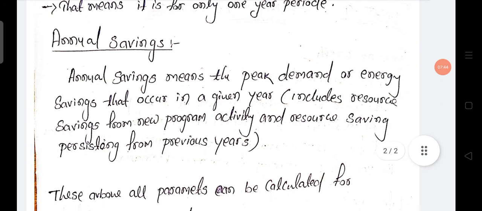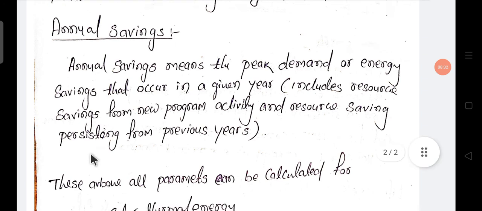Now, what is the annual saving? Annual saving means the peak demand or energy savings that occur in a given year, including resource savings from new program activity and resource savings persisting from previous years. That means in the energy economic case, the total energy saved in any way for one year is called annual saving energy. So it is also calculated for one year.